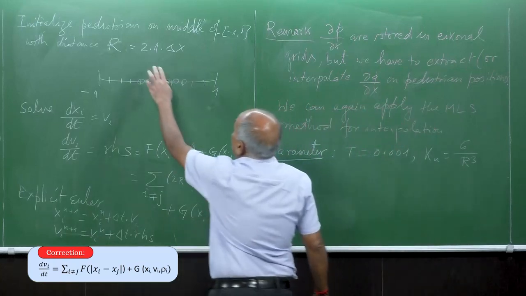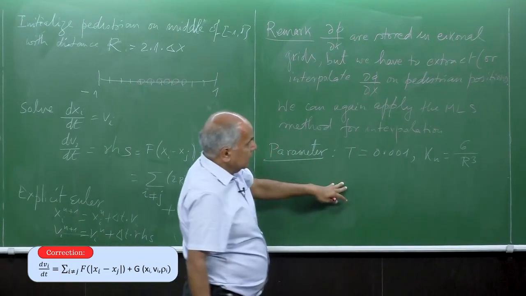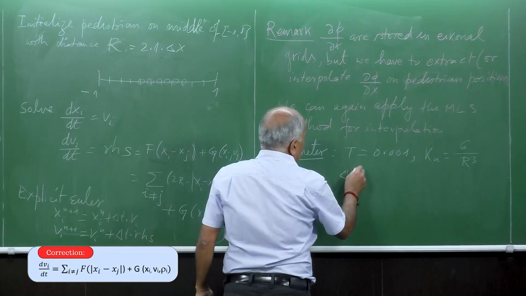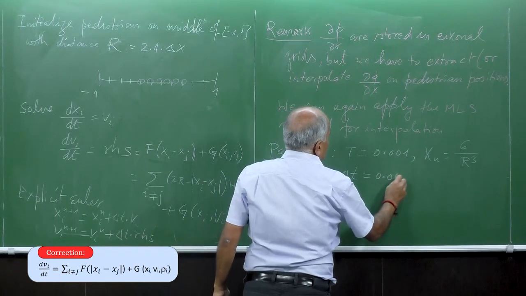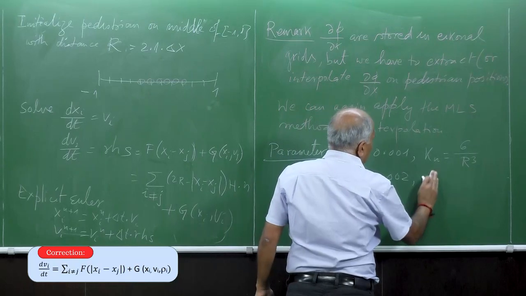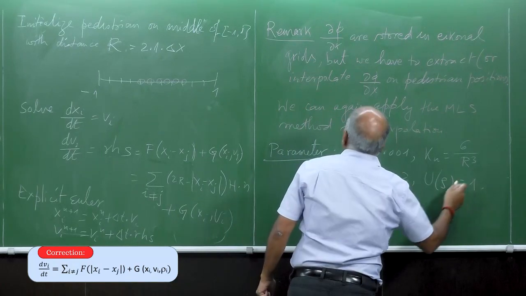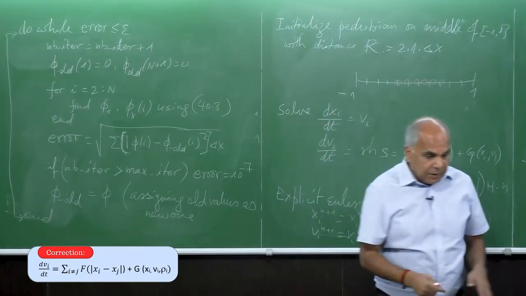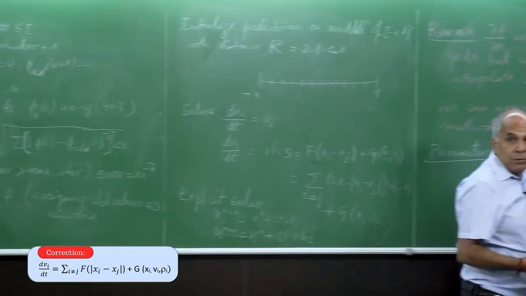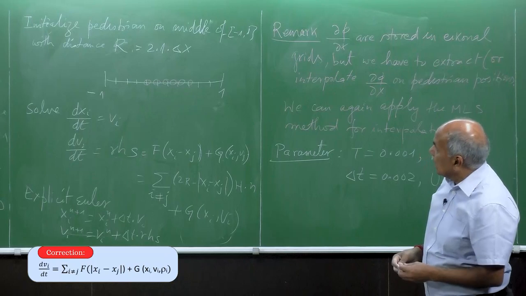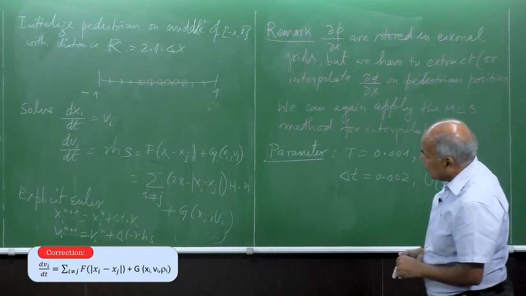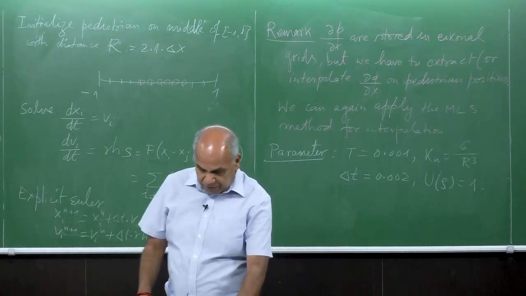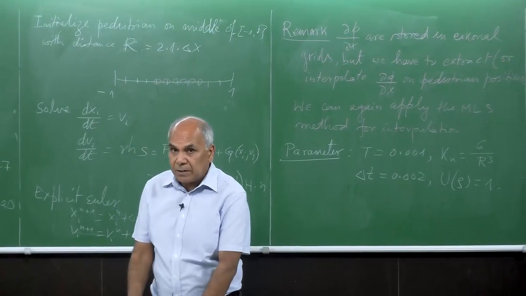So r is here 2.1 times delta x. So what else do we have to choose? So delta t, the time step, is 0.002, and f u of rho is 1. Therefore we have a very simple Eikonal equation, that del phi by del x is equal to 1. And now we want to see this simulation on the computer. So just wait a few minutes, I will show you this numerical simulation.